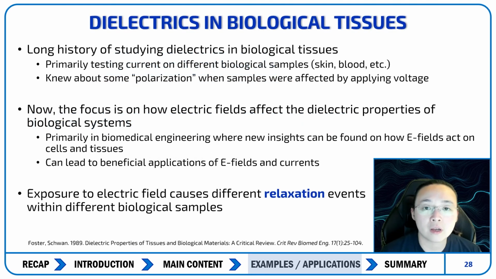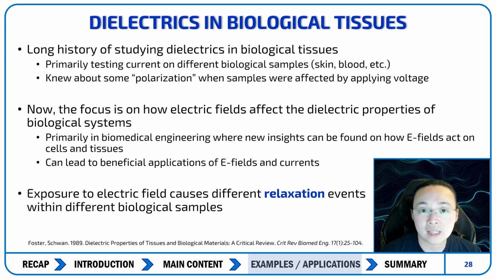So let's first start off with a brief history of when we even started thinking this could happen. There's a long history of studying dielectrics in biological tissues. The main thing that was tested was current on different biological samples. As electricity and magnetism were being fleshed out, people would start to test the effects of currents on biological samples like skin, blood, things like that, and to see how much polarization there would be once the samples were affected by applying voltage or some sort of current.